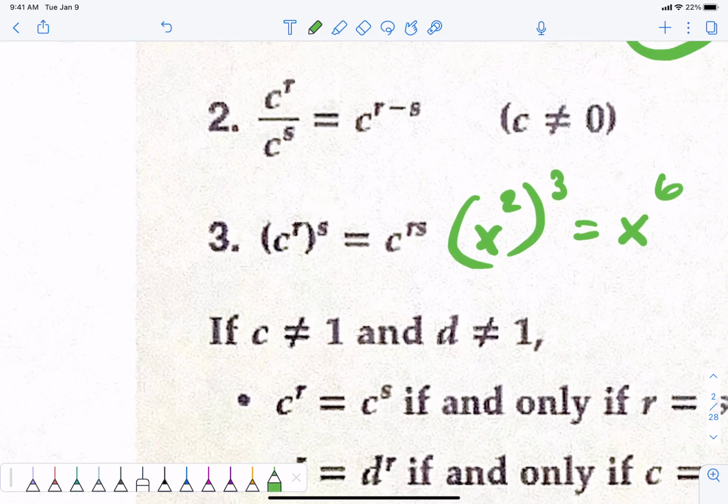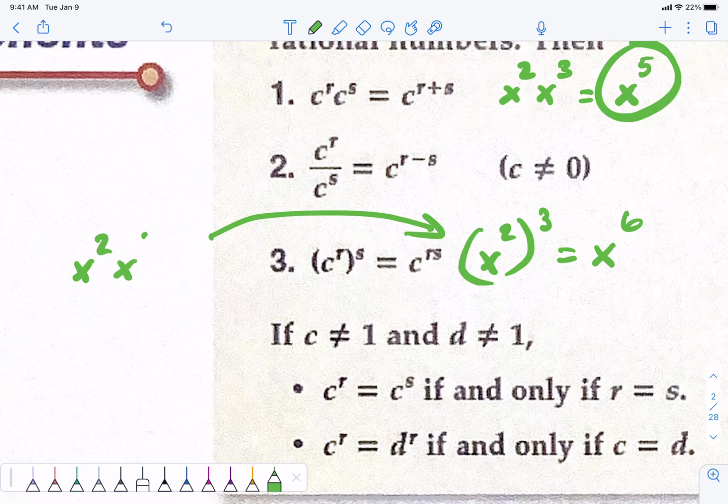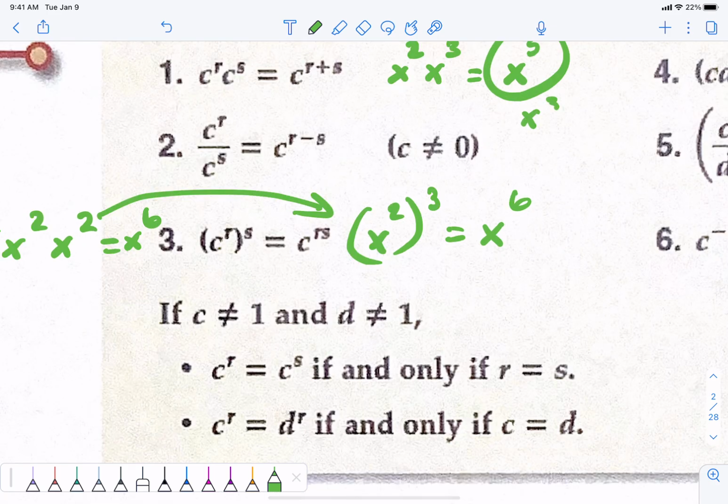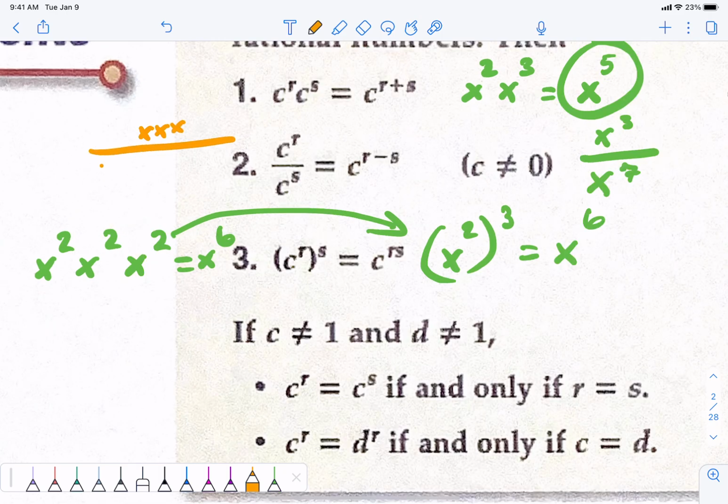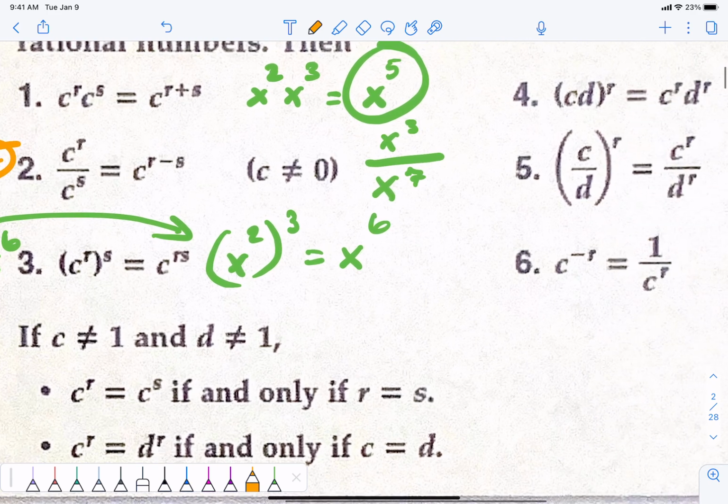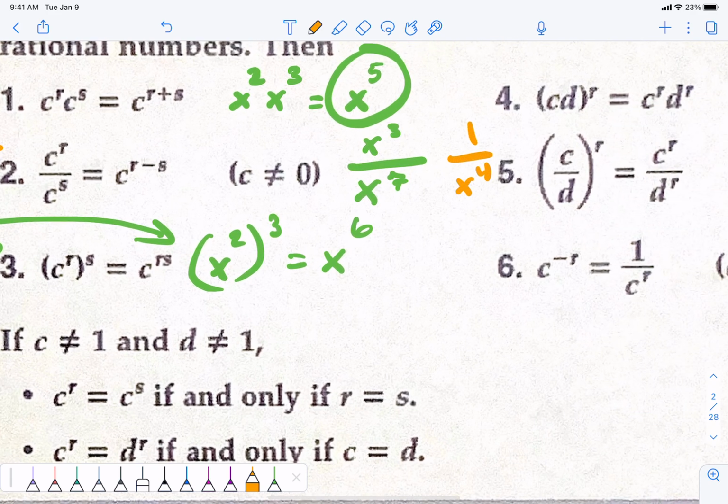Because 3 times 2 is 6. This is like x squared three times, and that is x to the 6th power. Those mean the same thing. So when they're stair-stepped like this, you multiply those exponents. Here you add them. X to the 3rd power over x to the 7th power: you subtract the exponents. So 3 x's on top and 7 x's on the bottom, they cancel, and I have 4 left on the bottom. So 1 over x to the 4th power, or x to the negative 4th power.